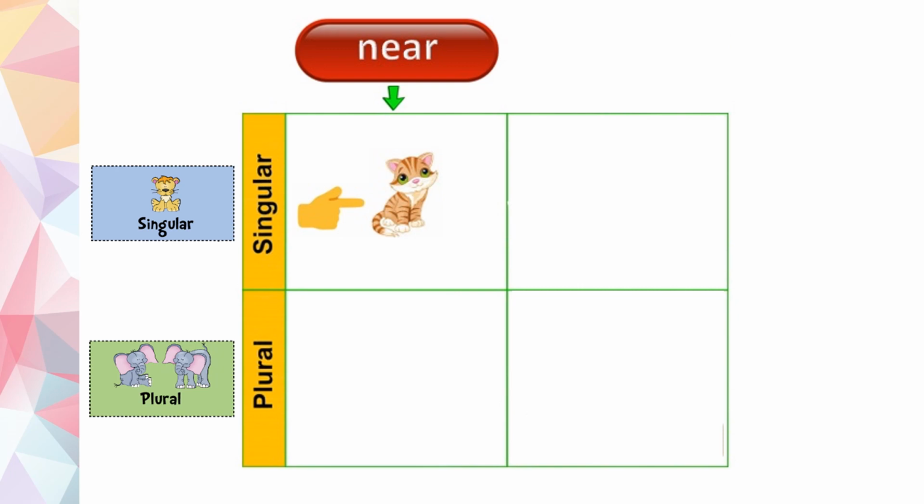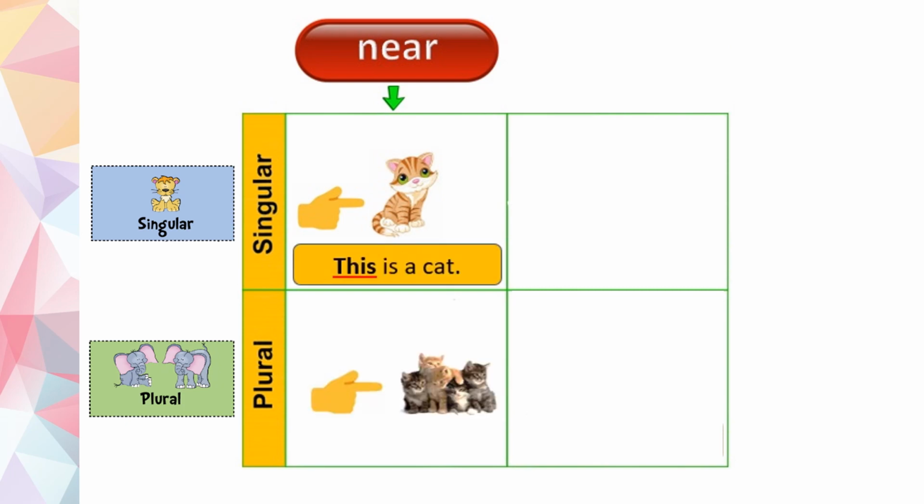For example, let's say you are referring to something very near to you and it is a singular noun. We use this. For example, this is a cat. Let's say you are referring to a plural noun and they are very near to you. So we can use the word these. For example, these are cats.